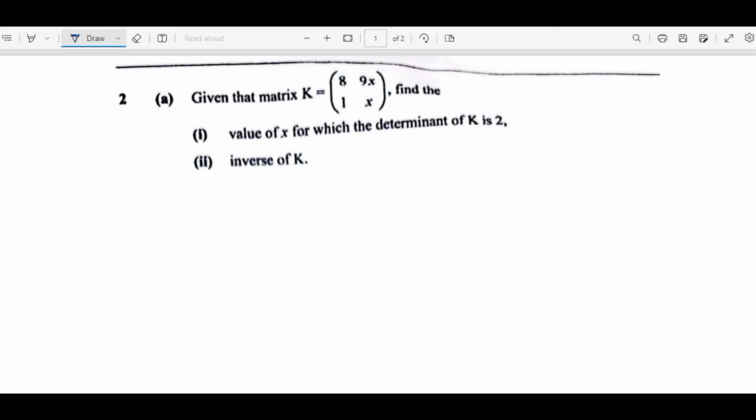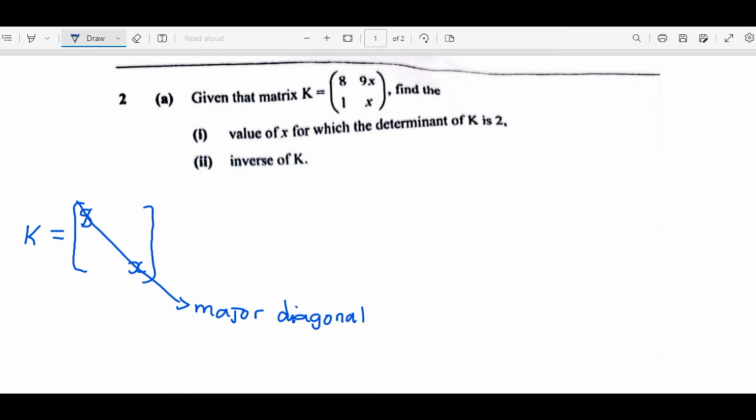So we have question 2a: given that matrix K is equal to this matrix, find the value of x for which the determinant of K is 2. So I'm going to write my original matrix K. So this is our matrix K. 8 and x, this is our major diagonal. It's very important to identify this. Then 1 and 9x, this is our minor diagonal.